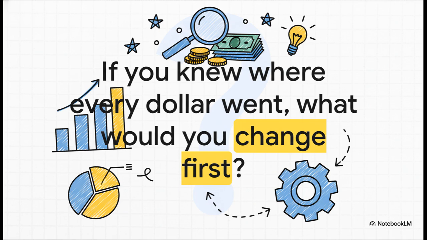And that really leaves us with one final question to think about. This isn't just about accounting rules or software settings, it's about clarity. If you had this kind of crystal clear view into exactly where every single dollar in your organization was going, what's the very first thing you would change? Thanks for digging into this with me.